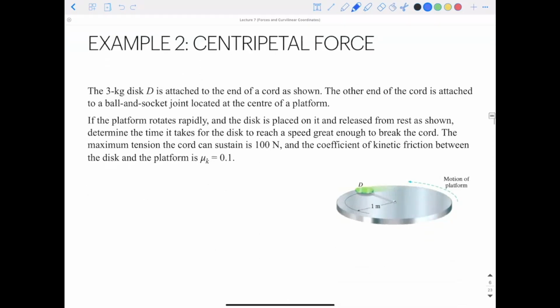So let's do another example. In this example, we have a 3 kilogram disc at D, attached to the end of a cord. The other end of the cord is attached to a ball and socket joint located at the center of the platform. So the ball and socket joint just freely rotates. If the platform rotates rapidly and the disc is placed on it and released from rest, determine the time it takes for the disc to reach a speed great enough to break the cord. The cord can sustain a maximum tension of 100 newtons, and the coefficient of kinetic friction between the disc and the platform is mu k equal to 0.1.